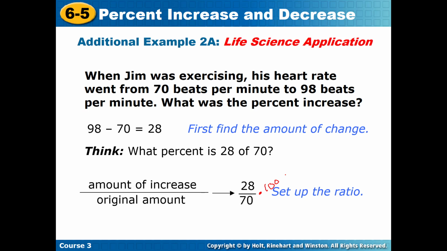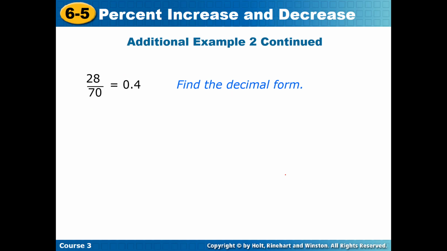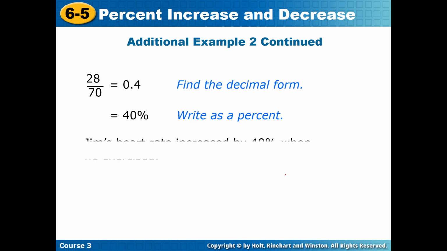That's correct. Okay. So we do the division and we end up with 0.4. So then I multiply that answer by 100, and that gives us 40%. And when we're going from 70 to 98, that's a percent of increase. So his heart rate actually increased by 40% when he exercised.